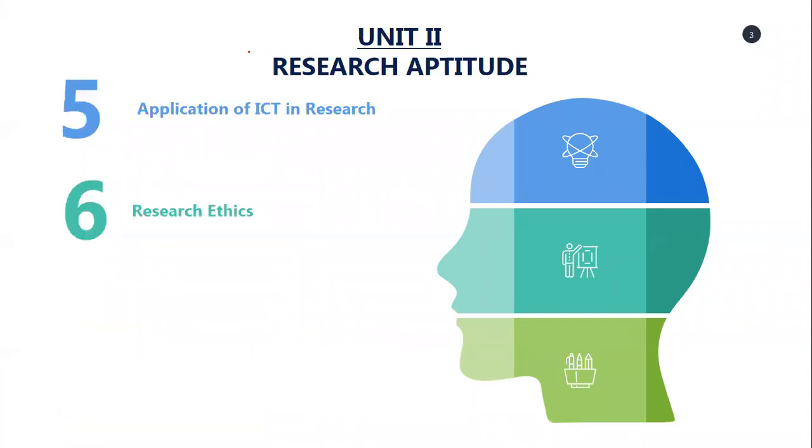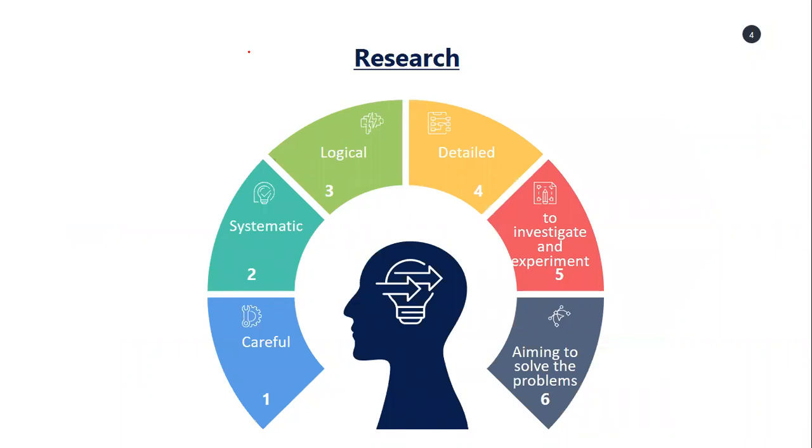Now, today we'll be starting with the first topic, that is research, which is under research aptitude. So let's understand what exactly you mean by the word research. If you see this word, it is divided into two words, that is re and search. When we talk about searching something, finding something which is already done, but we are doing it again, I mean to say we have to be careful, systematic, logical, and study in detail in order to investigate and experiment with an aim to solve the problem.